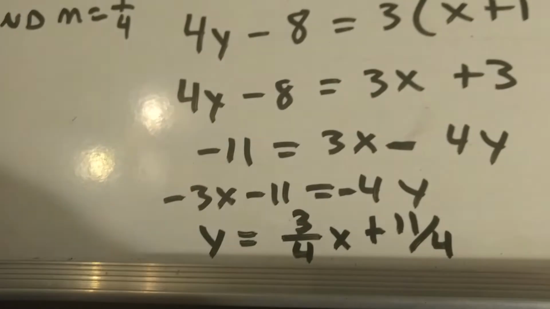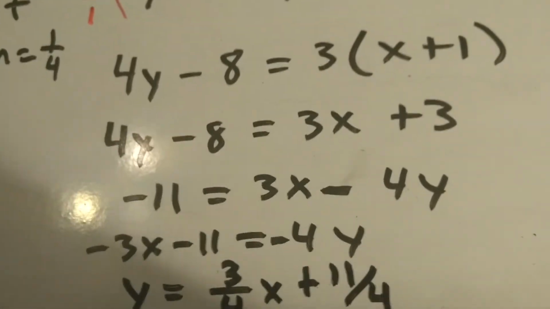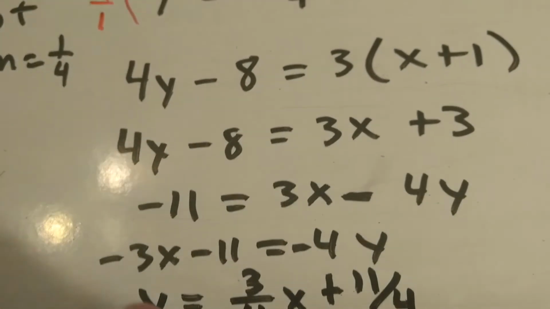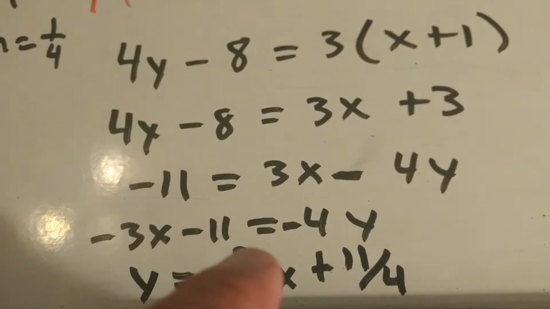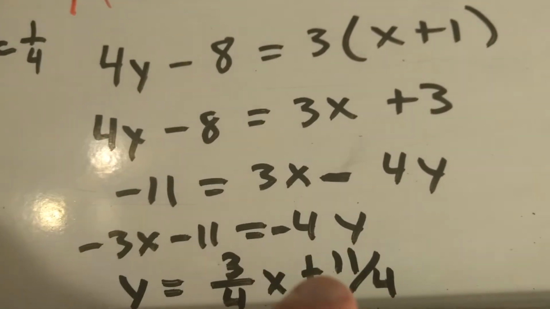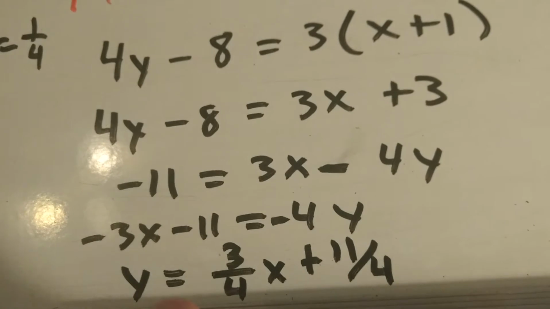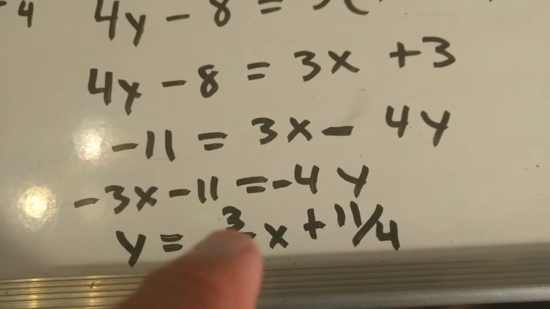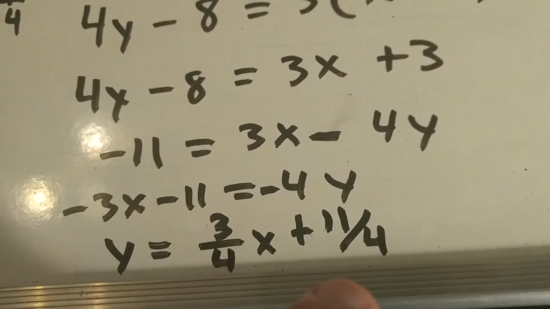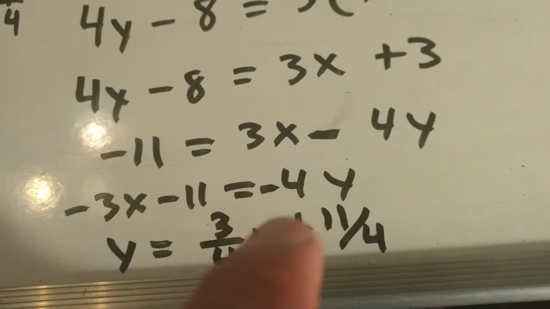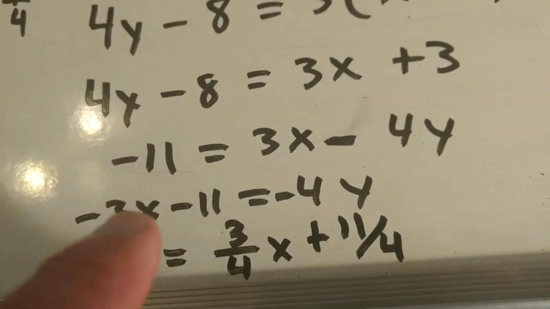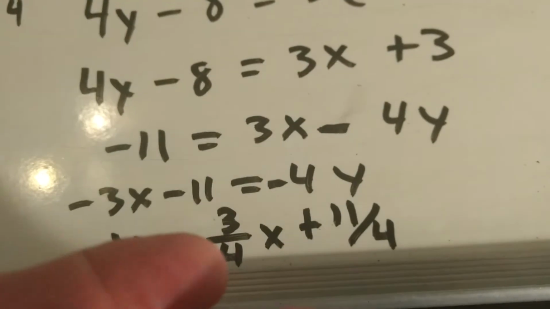So then what I'm going to do is subtract the 3x over. I got negative 3x minus 11 equals negative 4y. Then divide by negative 4. So now I get y equals 3/4 x plus 11/4. And all I did was divide by negative 4, divide by negative 4, divide by negative 4, and then just switch sides once I finished.